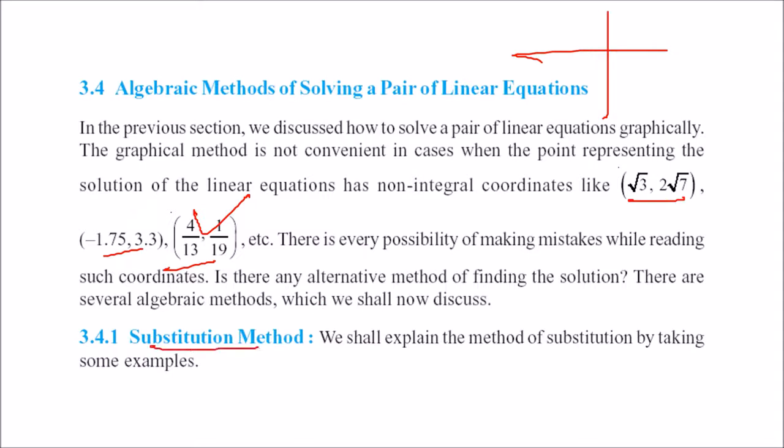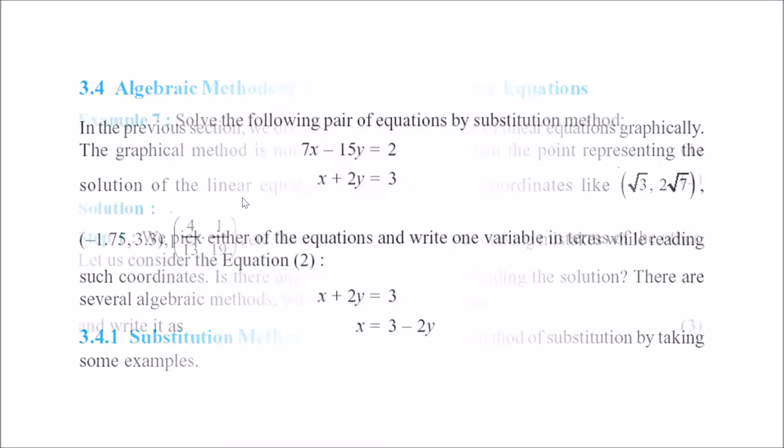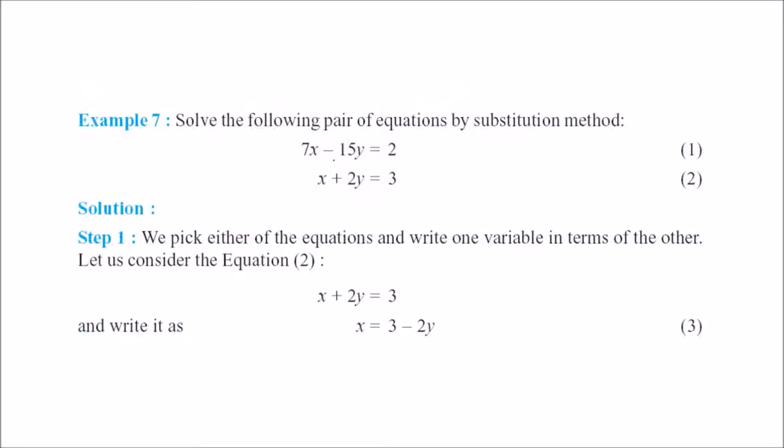First is our substitution method in the algebraic method. How are we going to substitute? Let us take an example: 7x minus 15y equal to 2, x plus 2y equal to 3. Let us take this equation, x plus 2y equal to 3. Place 2y on the right side. So x will be equal to 3 minus 2y.